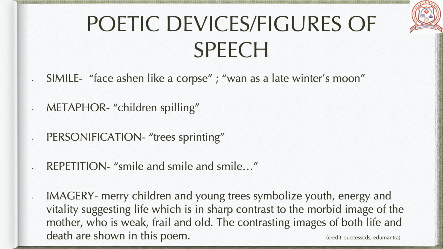And a very important imagery that the poet uses in this poem is that of life and death. Merry children and young trees symbolize youth, energy, and vitality, suggesting life, which is in sharp contrast to the morbid image of the mother who is weak, frail, and old. The contrasting images of both life and death are shown in this poem.